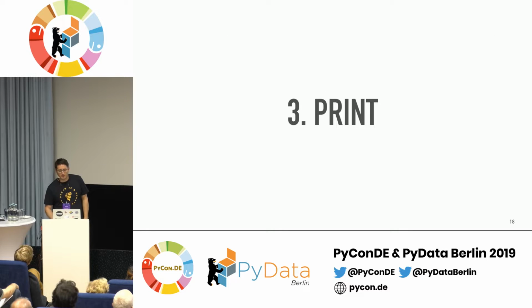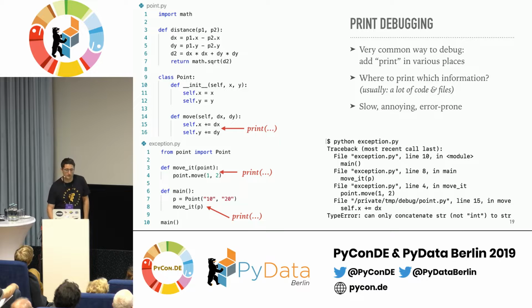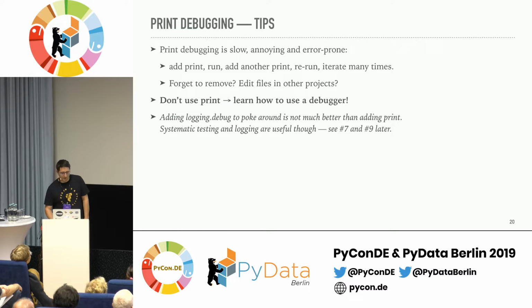Before we go to the debugger, let me talk about print quickly. So print debugging is a very common way to debug. You just add print statements in various places to try to figure out the state of your program and what variables contain. The problem is where to print which information. So usually it's an iterative process where you add a print statement here and then a print statement there. And first you print the x and then you print self.x and then you print the type of self.x and you always rerun and add print statements. So it's just annoying and slow and error prone and not the best way.